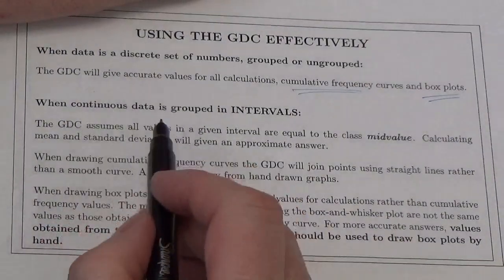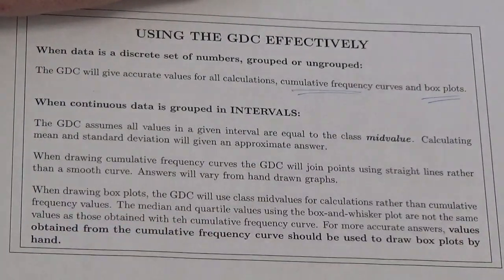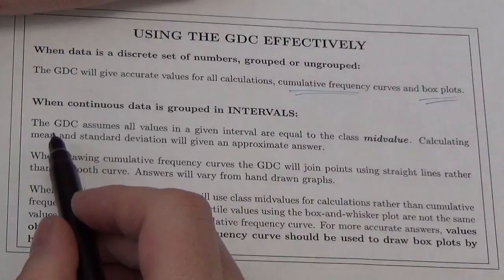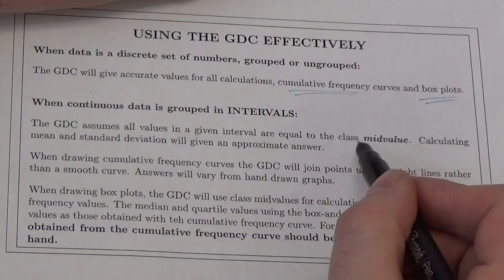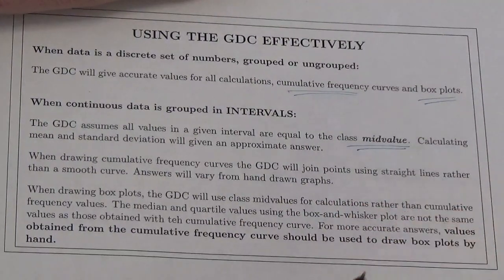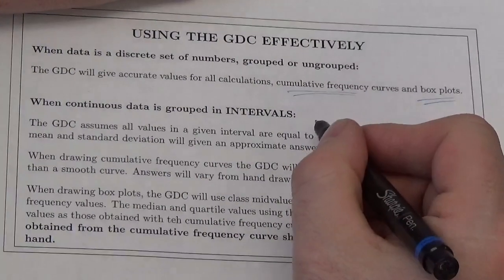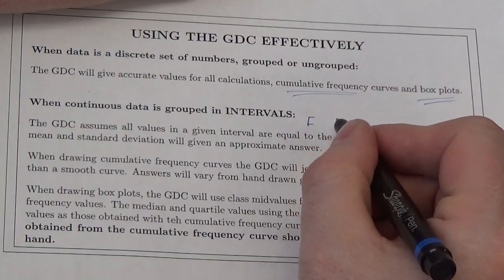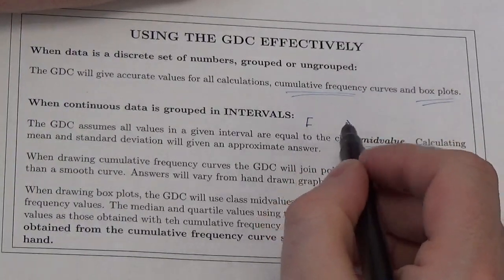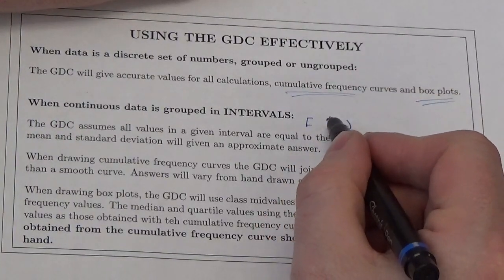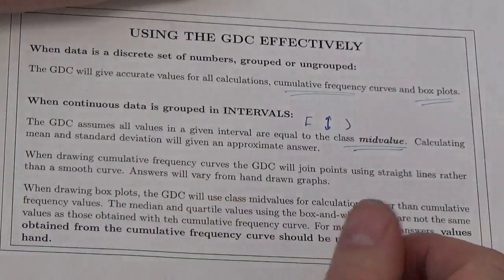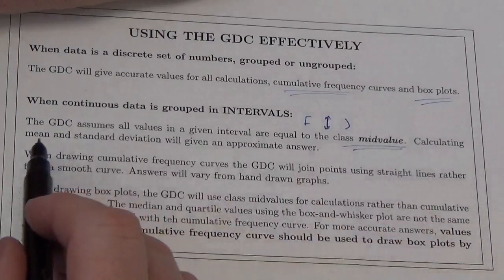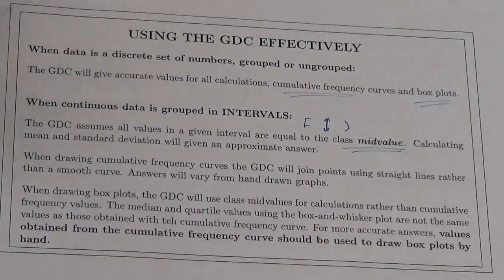When continuous data is grouped into intervals, which is what we've spent a fair bit of time looking at here, the graphic display calculator assumes that all values in a given interval are equal to the class mid value. Typically we're going from some left side over to some right side, and the calculator is going to use that mid value to represent that class. It actually kind of makes sense. So calculating the mean and standard deviation are going to give you only approximate answers when you're dealing with continuous data that you're grouping.